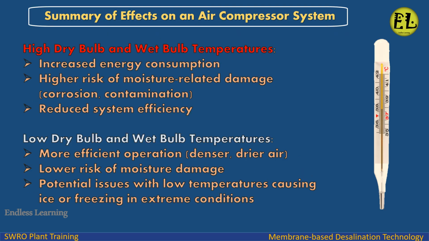Summary of effects on an air compressor system. High dry bulb and wet bulb temperatures: increased energy consumption, higher risk of moisture-related damage, corrosion, contamination, reduced system efficiency. Low dry bulb and wet bulb temperatures: more efficient operation, denser, drier air, lower risk of moisture damage. Potential issues with low temperatures causing ice or freezing in extreme conditions.